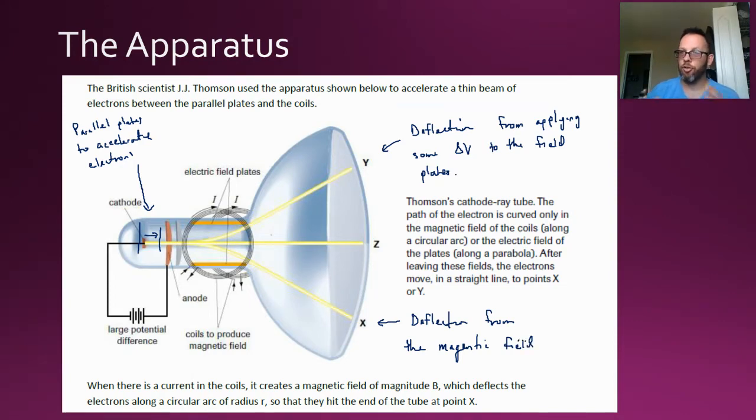So this point X represents the deflection from the magnetic field. If you just have the parallel plates on, you get a deflection up. If you just turn the magnetic field on, you get a deflection down. Well, you can imagine if you had both, there'd be some balancing point where those two forces would be equal: an electric force deflecting up and a magnetic force deflecting down. And if you could balance those, your electron would travel in a straight line to point Z. So that's the setup for the apparatus.